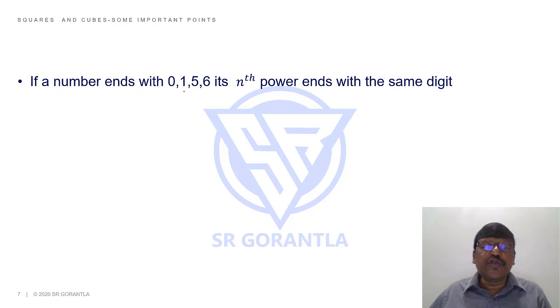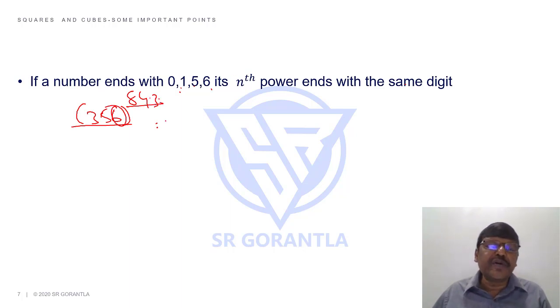If a number ends with 0, 1, 5, 6, the nth power of the number will end with the same digit. When we come to the numbers module, you will see the unit digit concepts. That time this is useful, students. Suppose I have 356 to the power 843, because I have 6 in the unit place, whatever may be the power, any natural power, it will end with the same 6.